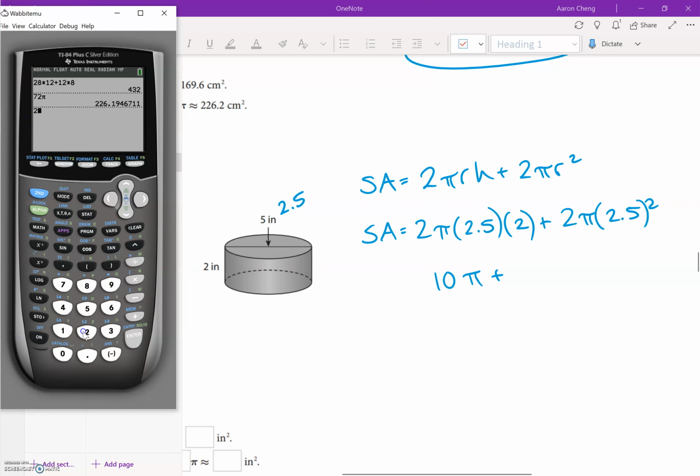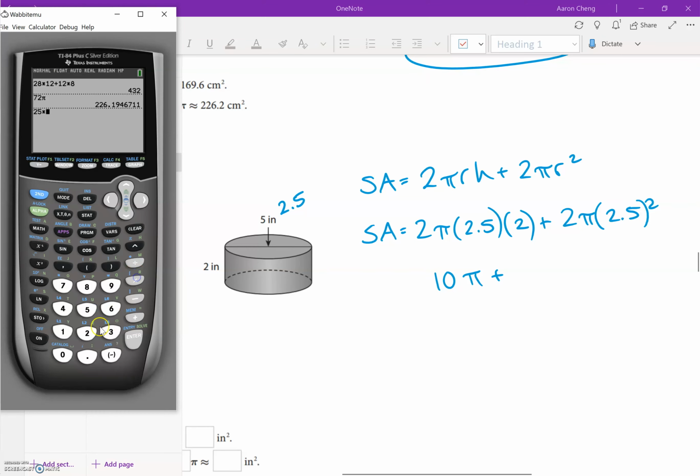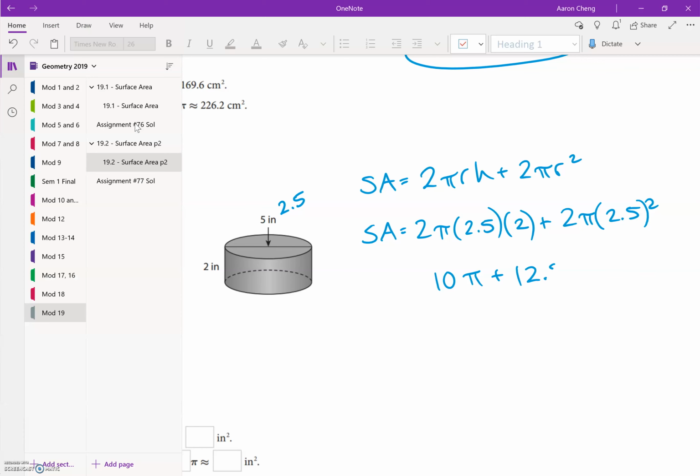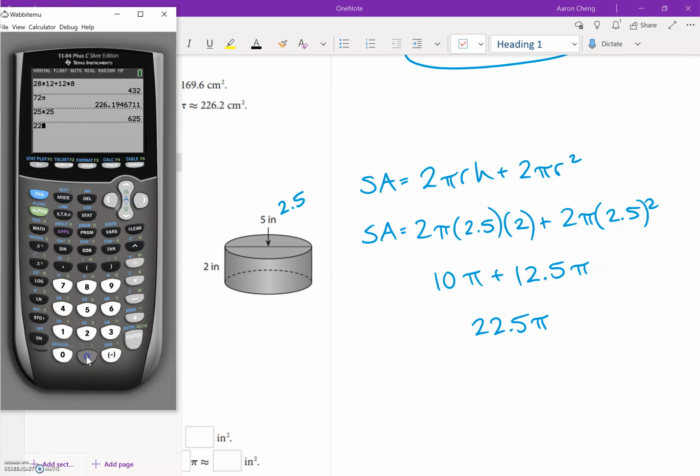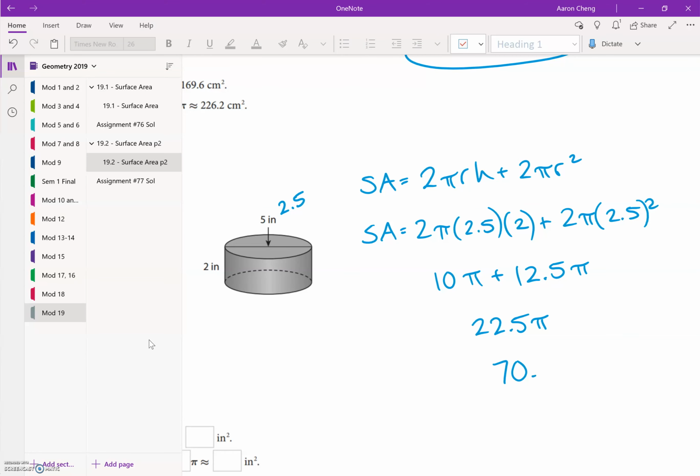2.5 squared. What's 25 times 25? Oh, 6.25? Okay. 6.25 times 2 is 12.5. So we get 22.5 pi. 22.5 times pi, that'll give us 70.7 inches squared.